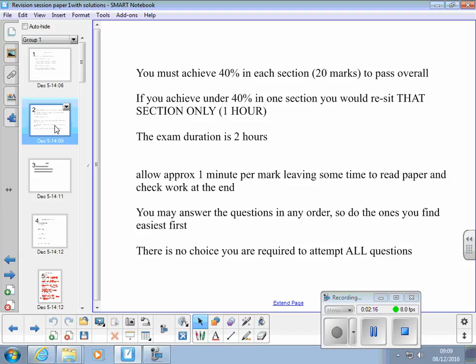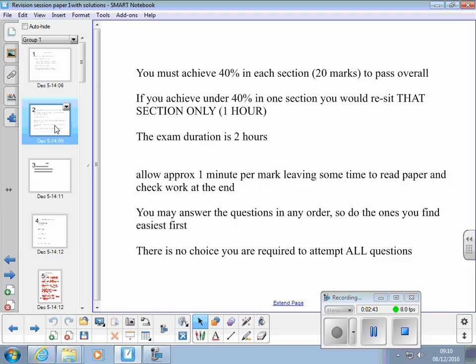Okay, you may answer the questions in any order, and that's why I think it's a good idea to have a good look at the whole paper first and get some marks on the board. Do the ones that you're confident in first, okay, and leave the ones you're less confident in till last. Okay, there isn't any choice on the paper. You're just required to attempt as best as you can all questions.